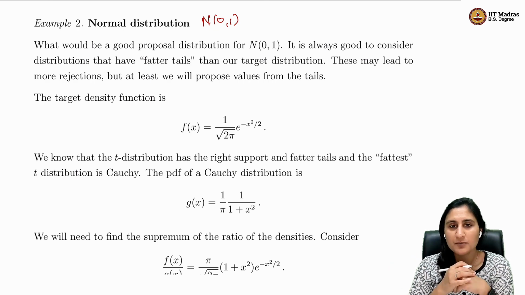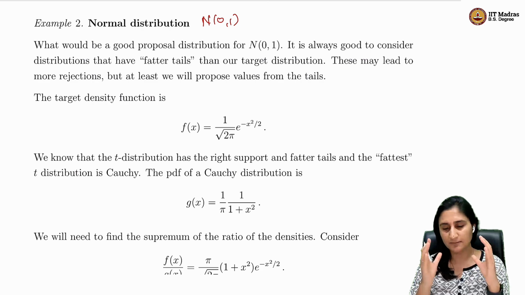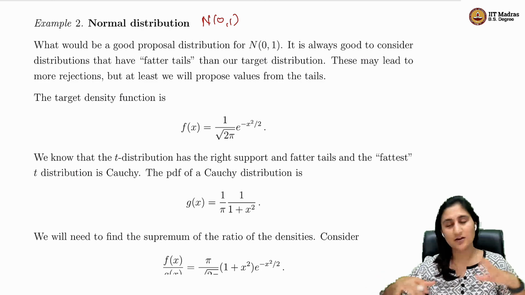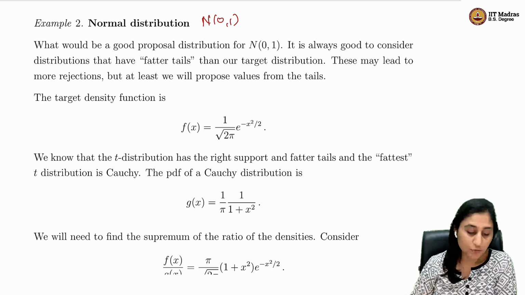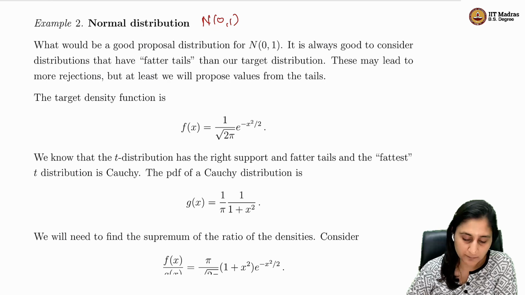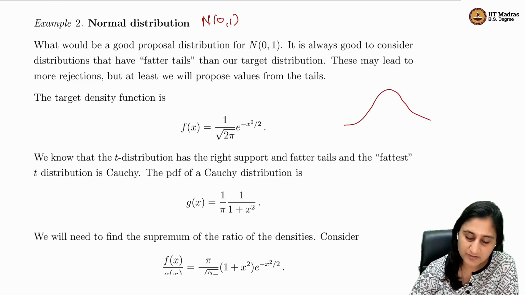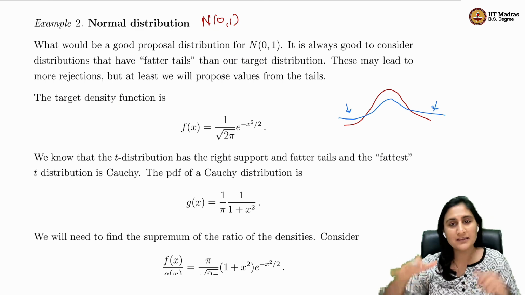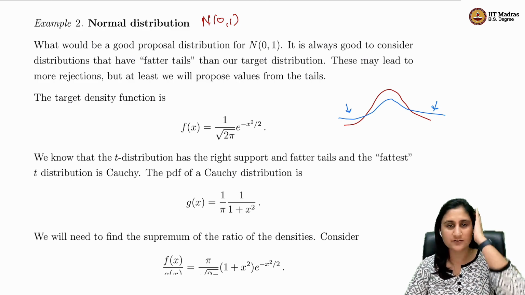Now, when I'm thinking of proposal distributions, particularly when the support is not bounded, when the support is all over R or goes to infinity or minus infinity in any one direction, then it is really good to think of proposals that have fatter tails than our target distribution. Recall in the last video, we discussed that if I have a distribution like this, then I would like a proposal distribution that actually has fatter tails, so that in the tails it's higher than the underlying distribution of interest to us.